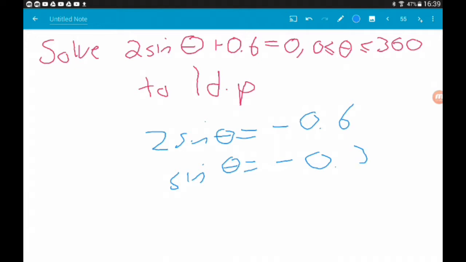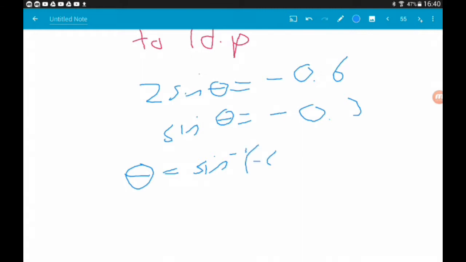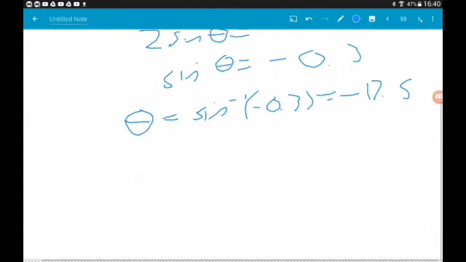Now, if we inverse sine that, something a little bit funky happens. We would get theta equals the inverse sine of minus 0.3, but to 1 decimal place, that gives us minus 17.5. Now that is not in the interval that we are interested in, but we can still use it. So we need to sketch the graph.